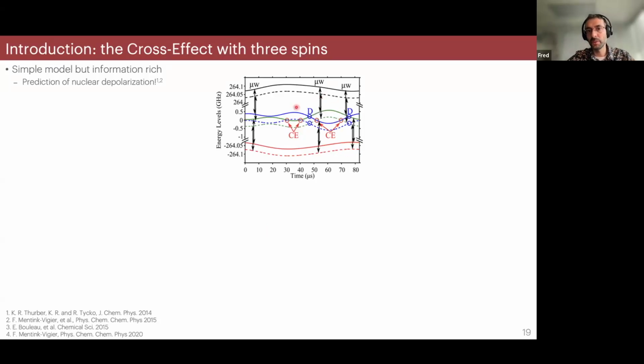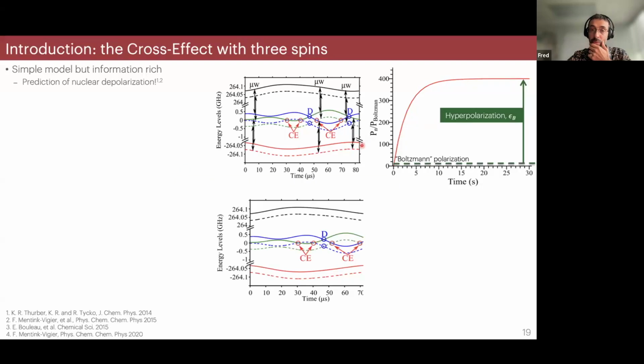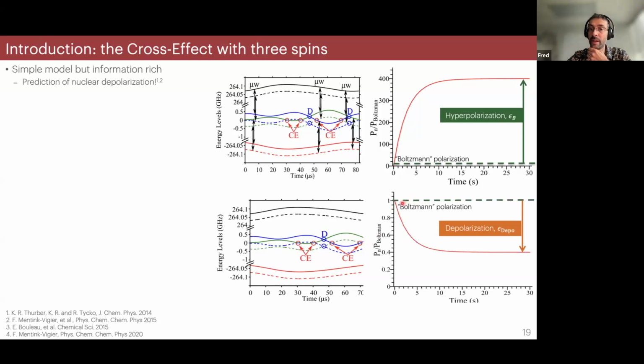For instance, this is what I showed you, and this is what you would observe if you were to do the simulations. You would observe a hyperpolarization. That means a gain of polarization compared to the thermal equilibrium polarization. But if you remove the microwave, there are still energy level crossings occurring. And it turns out that they impact the nuclear polarization. They actually can reduce the nuclear spin hyperpolarization. And that's a phenomenon I call depolarization.